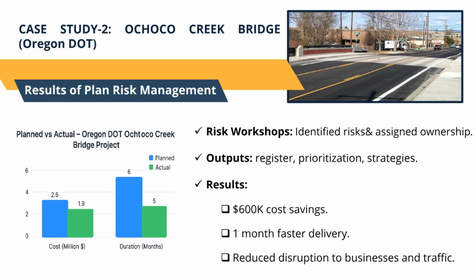But the real win, as the slide notes, can't be captured on a spreadsheet. By finishing faster, they dramatically reduced the disruption for local businesses and residents. They achieved their primary objective: replacing critical infrastructure without crippling the community it serves. This proves that smart risk management is just as powerful on smaller, focused projects as it is on massive undertakings.